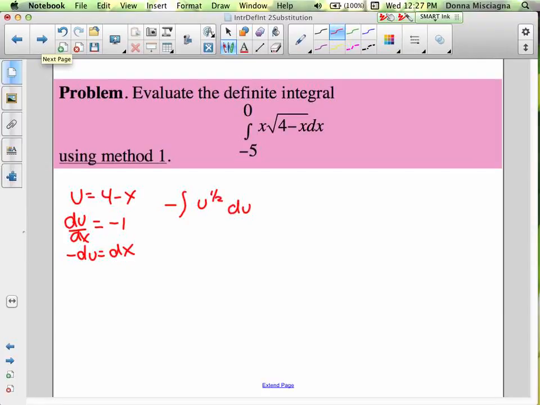Right, and so we integrate. We're going to add 1, divide by the same thing. So this is going to be negative 2/3 u to the 3/2. Where'd the x go? You have an x. Oh, I have an x. So what does that mean? Uh-oh. It's still x and u. Oh, we have an issue.